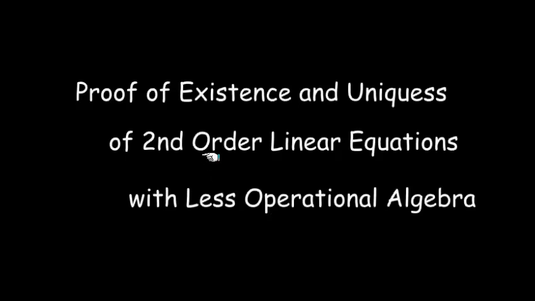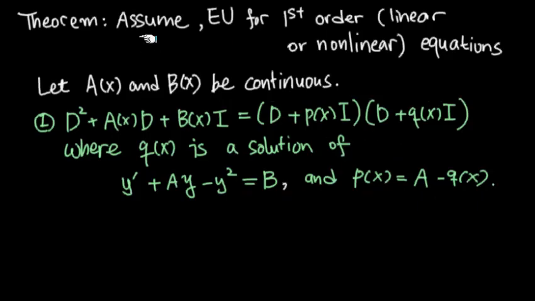Hi, in this video we're going to go over the proof of existence and uniqueness of second-order linear equations again, but more with functions and actual integrals and with less operational algebra. So here's a statement. We still need existence and uniqueness for the first-order equations, linear or nonlinear, and a and b are functions continuous on whatever interval we're in. It could be negative infinity to positive infinity.